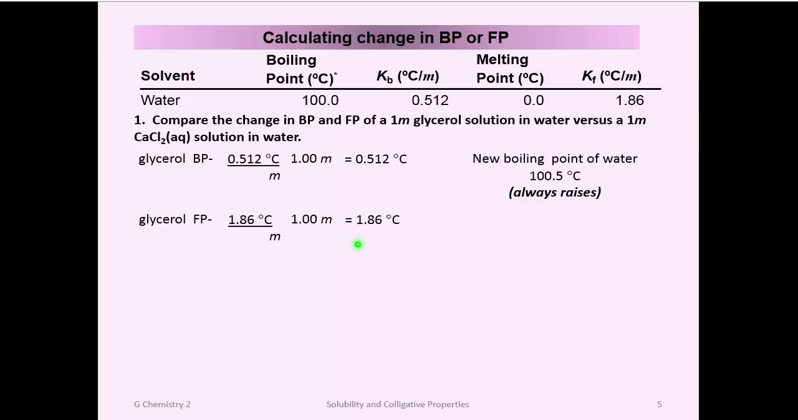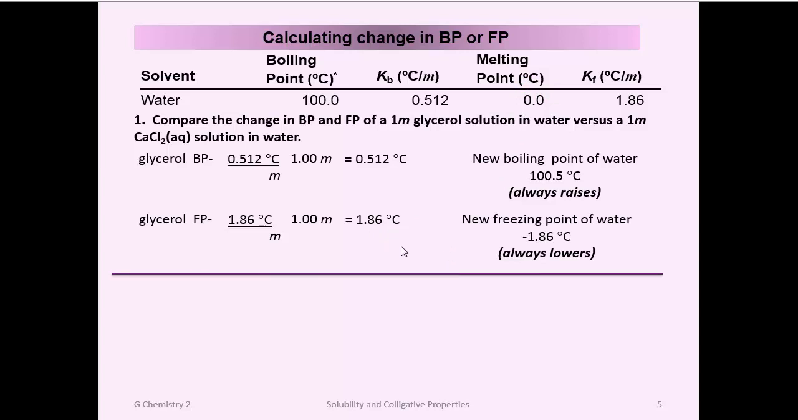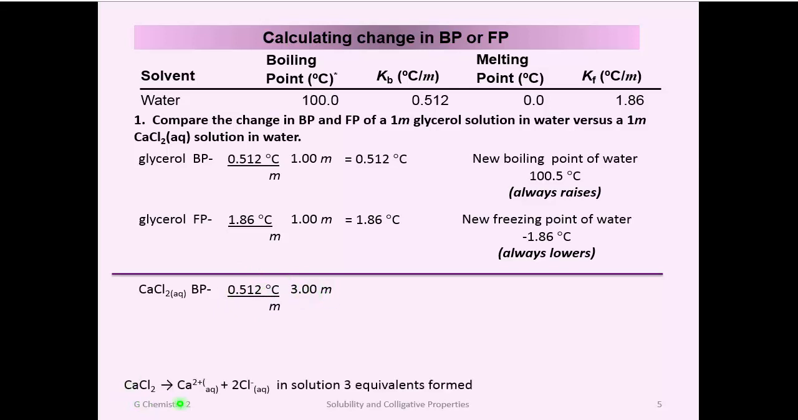Freezing point, the only difference is you choose a new constant, 1.86, still a 1 molal solution. Now the temperature change is 1.86 degrees C, but because it's freezing point, it's a depression, so it goes below the original freezing point, which is 0, 1.86 degrees Celsius below zero. So now let's go over and do the calcium chloride solution. Use the same constant because it's still water, same solvent. Now it's 3 molal because remember, 1 calcium chloride actually breaks up into 1 calcium ion and 2 chloride ions.